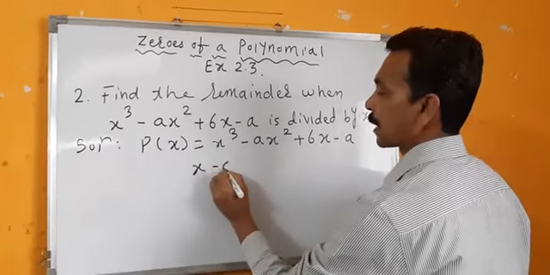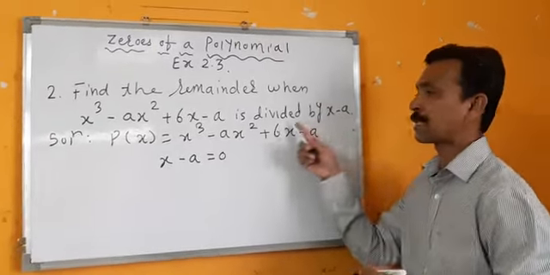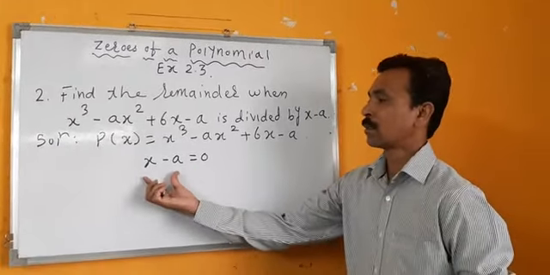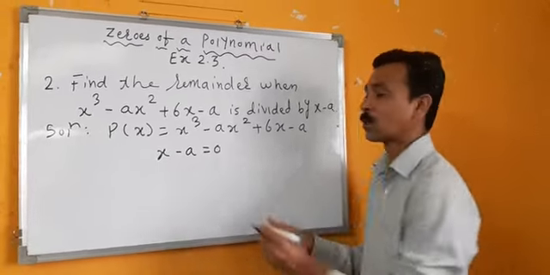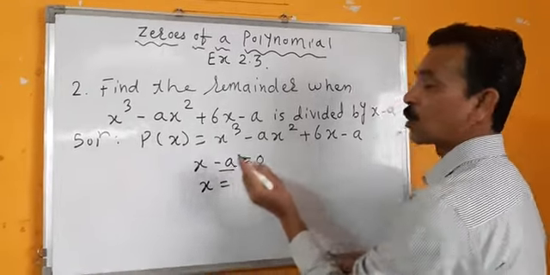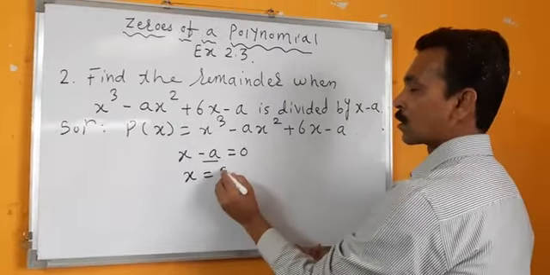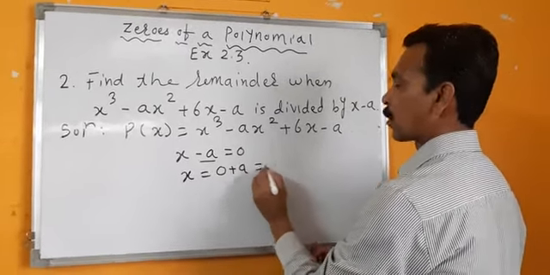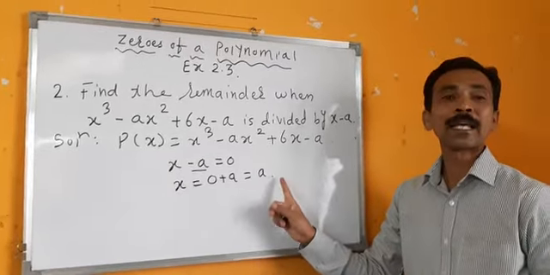Divided by x minus a means what? x minus a is equal to 0. Whenever the phrase is divided by comes, it can be anything; here it is x minus a. So we have to take x minus a is equal to 0. So x is equal to, minus a goes on the right hand side and becomes plus a. It is already 0, so 0 plus a is a.